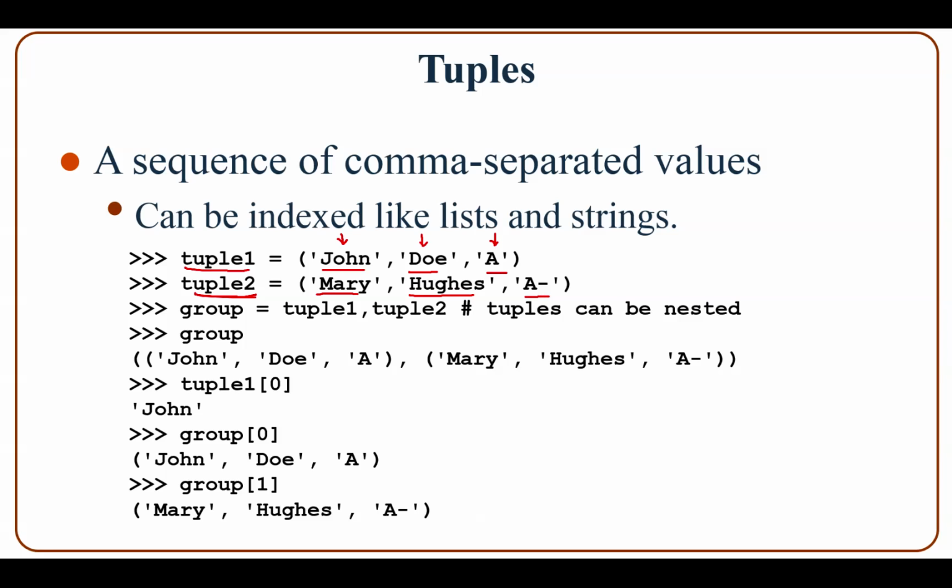Tuples can be nested, so group, which is containing tuple 1 and tuple 2, and if you show it, you can see group now contains tuple 1 and then tuple 2 in it. If you want to access the first element in tuple 1, you say tuple 1 and give it the position or the index of the element, and it gives you John, right? And if you say group, then 0, it gives you the tuple in it, which is tuple 1, right? And similarly, this gives you tuple 2.